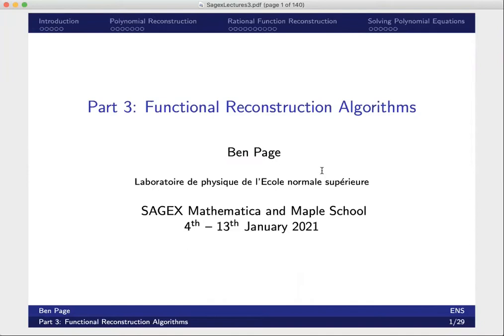Okay, so the content of today's lecture is going to be, first of all, discussing functional reconstruction algorithms. And then at the very end, I will come back to this point that we skipped at the end of the first lecture on solving polynomial equations in a finite field.